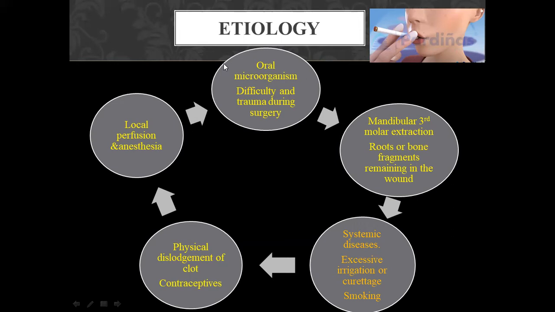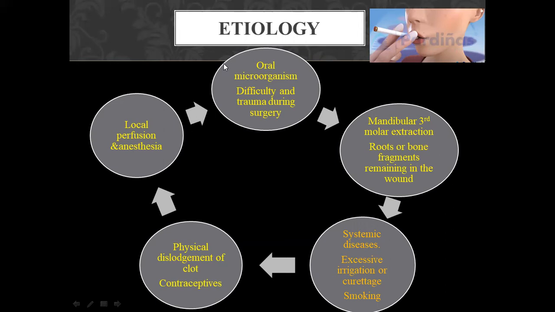Smoking is one of the most important causes for the development of dry socket. It is more common in smokers compared to non-smokers. And physical dislodgement of the clot, caused by manipulation or any negative pressure created via sucking on a straw, would be a major contributing factor.